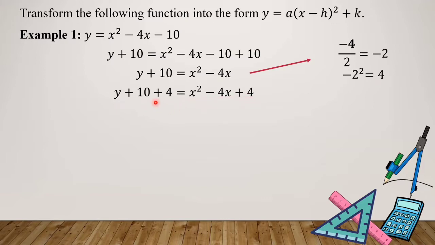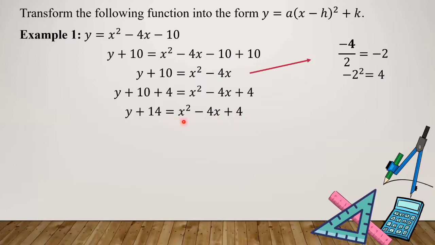So, ito na siya. Nag-add tayo ng positive 4 here. Ganun din dito sa kabila. So, positive 10 plus 4 is equal to positive 14. So, y plus 14 is equal to x squared minus 4x plus 4. So, as you can see class, x squared minus 4x plus 4 is a perfect square trinomial. The next step that we're going to do is to factor it out and make it a square of binomial.